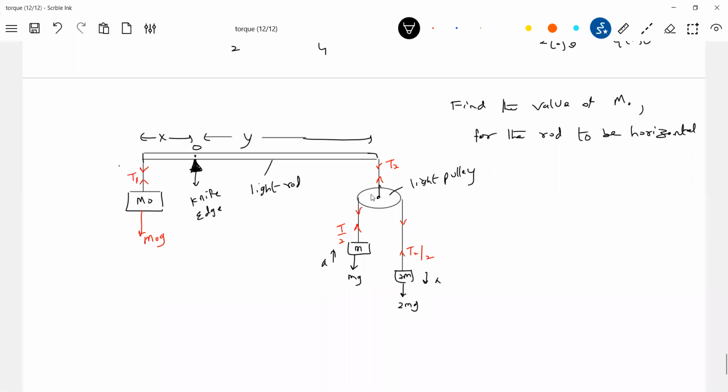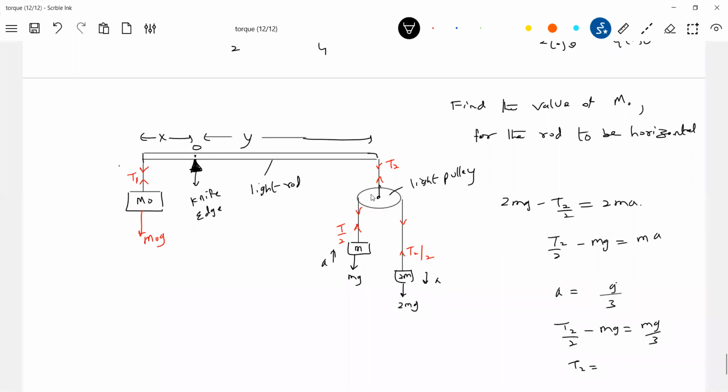So I'll proceed here. First we'll calculate on the right hand side. 2mg minus T2 by 2 equal to 2m a. Then T2 by 2 minus mg equal to ma. Solving this, we'll get the expression for acceleration as g by 3. Is it agreed? Acceleration. Then I'll substitute the value of this: T2 by 2 minus mg equal to mg by 3.